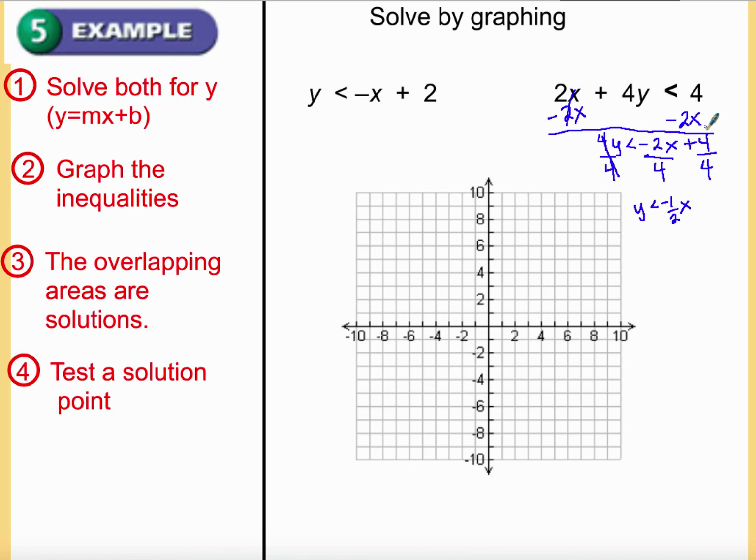And then 4 divided by 4 is 1. All right, so I've got y is less than negative x plus 2, and y is less than negative 1/2 x plus 1. So let's go ahead and graph these.